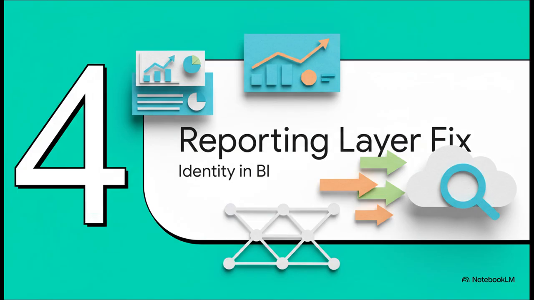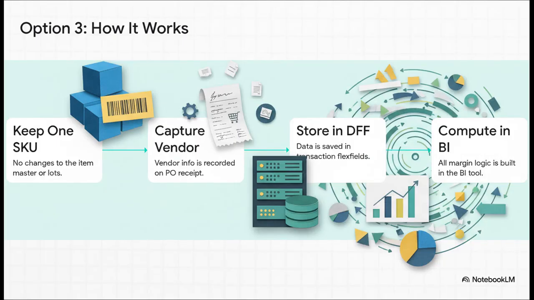You can think of this as the path of least resistance, operationally speaking. It basically kicks the complexity can down the road, out of your core Oracle modules and over to your business intelligence team. The process itself is super simple. You keep your one SKU, no lot control needed. When you receive a PO, you just capture the vendor info in a flex field. Then, way later, your BI team has to write some complex logic to stitch all the data together and try to calculate the margin after the fact.